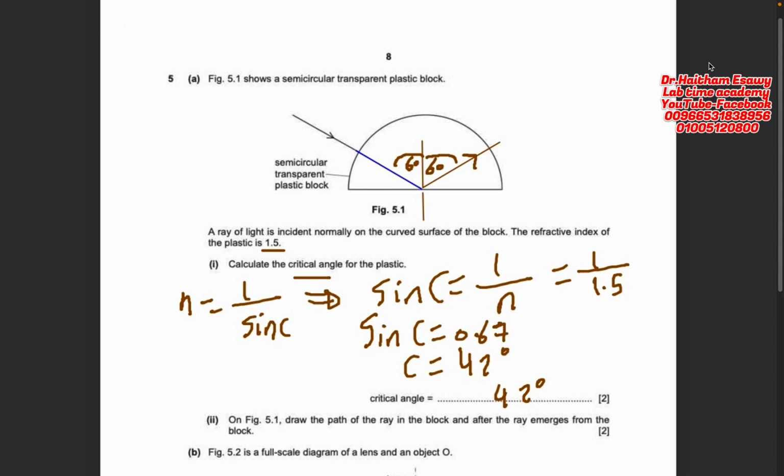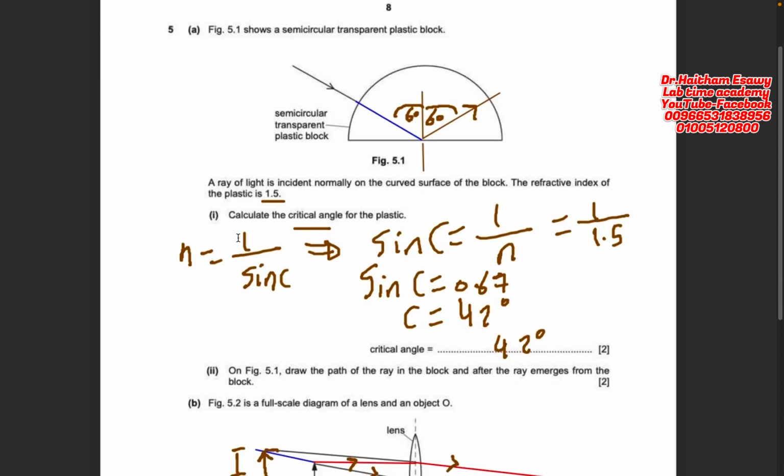Question 5. A. Figure 5.1 shows a semicircular transparent plastic block. A ray of light is incident normally on the curved surface of the block. The refractive index of the plastic is 1.5. I. Calculate the critical angle for the plastic. You know that n equal 1 over sine C. So the refractive index equal 1 over sine of the critical angle. Just cross multiplication, so you can obtain sine C equal 1 over n. Just get sine C as the subject. 1 over n, so 1 over 1.5 equals 0.67. How can I get C? Just sine inverse of 0.67, so you can obtain 42 degrees.